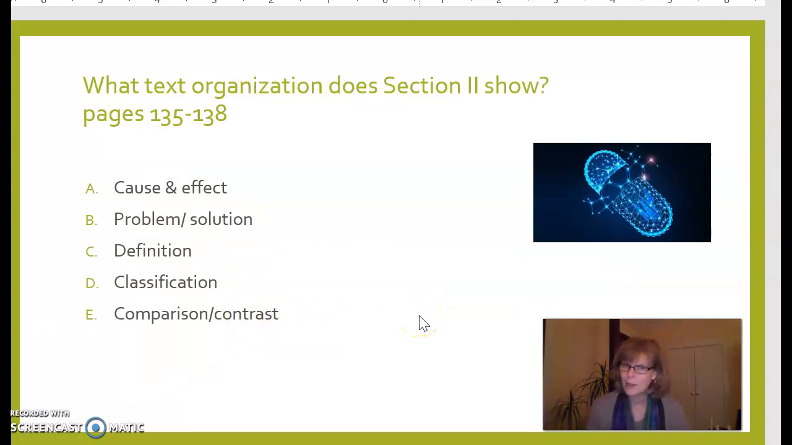The next question that they ask us is, what about section 2? How would you describe the text organization in section 2 of this paragraph? Would you choose A, B, C, D, or E? Which one describes section 2 if we're thinking about text organization?